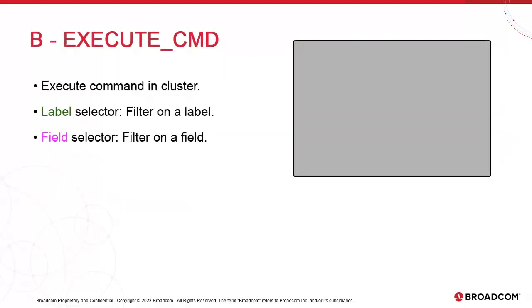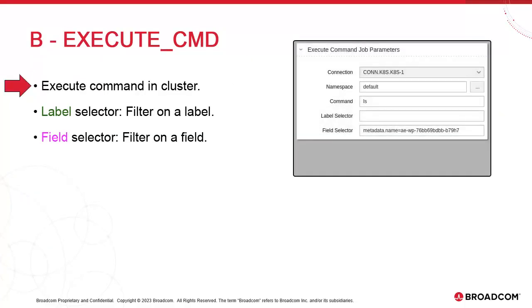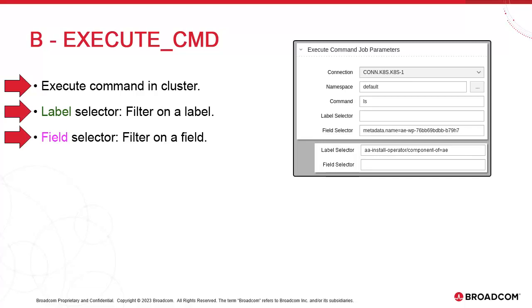The second job type is execute command. This is the atomic equivalent of the kubectl exec -it command. You find two fields, label and field selector. These provide the ability to target specific pods by filtering on labels or fields.